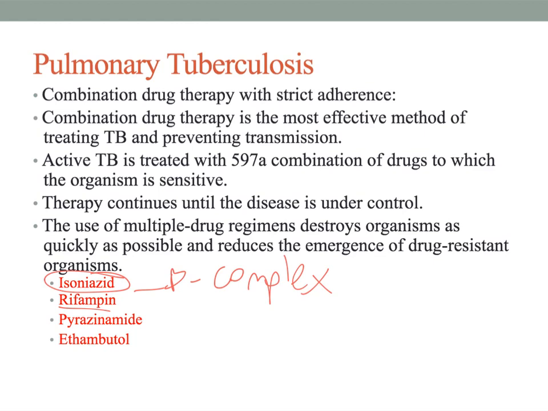So again, the first line drugs used for tuberculosis can damage the liver. The patients are highly encouraged not to drink alcoholic beverages for the duration of the TB therapy. And not just for this, but it's also going to help them get better quicker because the decreased alcohol intake is going to make for better nutrition and better health status overall.